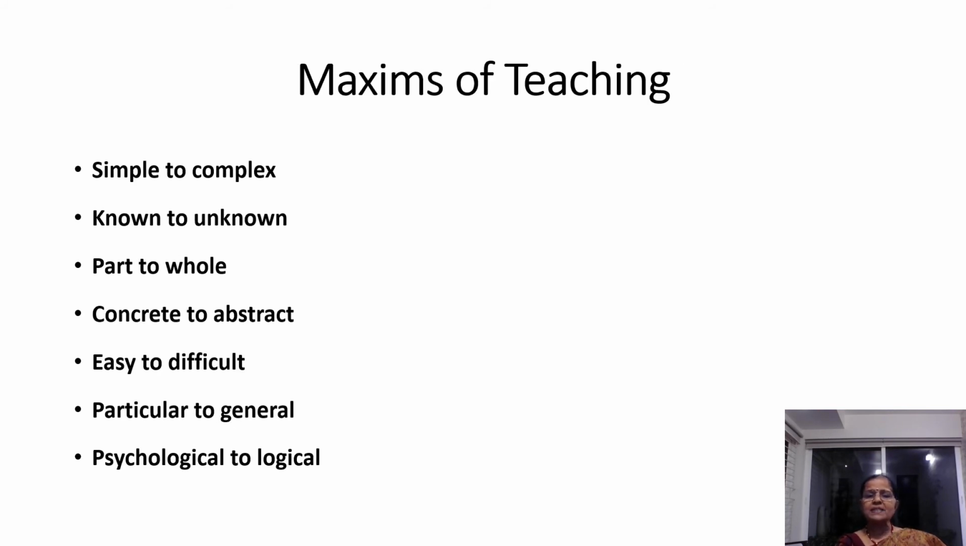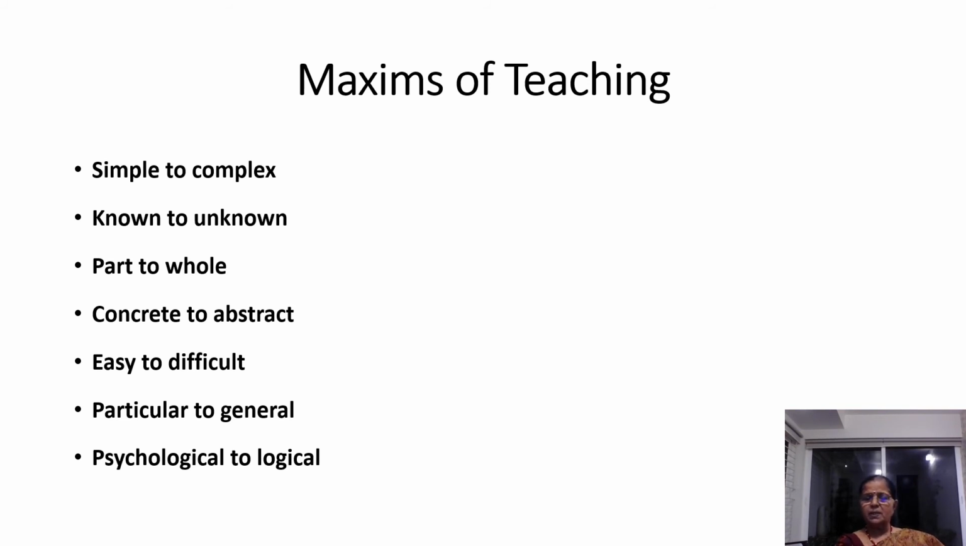And these are some of the maxims of teaching you should be familiar with. That is the first maxim, simple to complex. Always go from simple concept to complex one. And known to unknown. Always teach them first the known things, then go to unknown things. Not the reverse. And from part to whole. You first teach each part separately, then show them the entire picture. And from concrete concept to abstract concept.